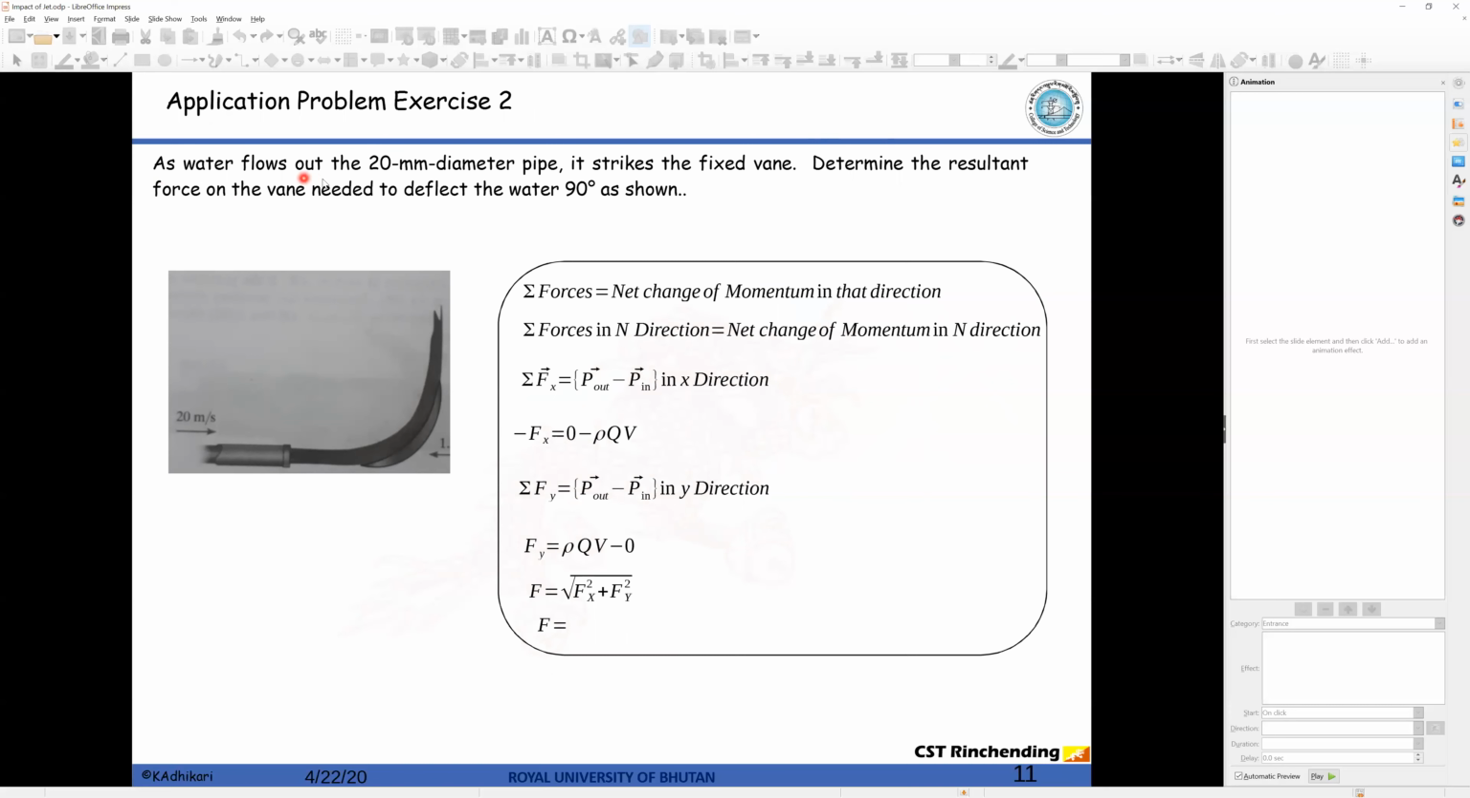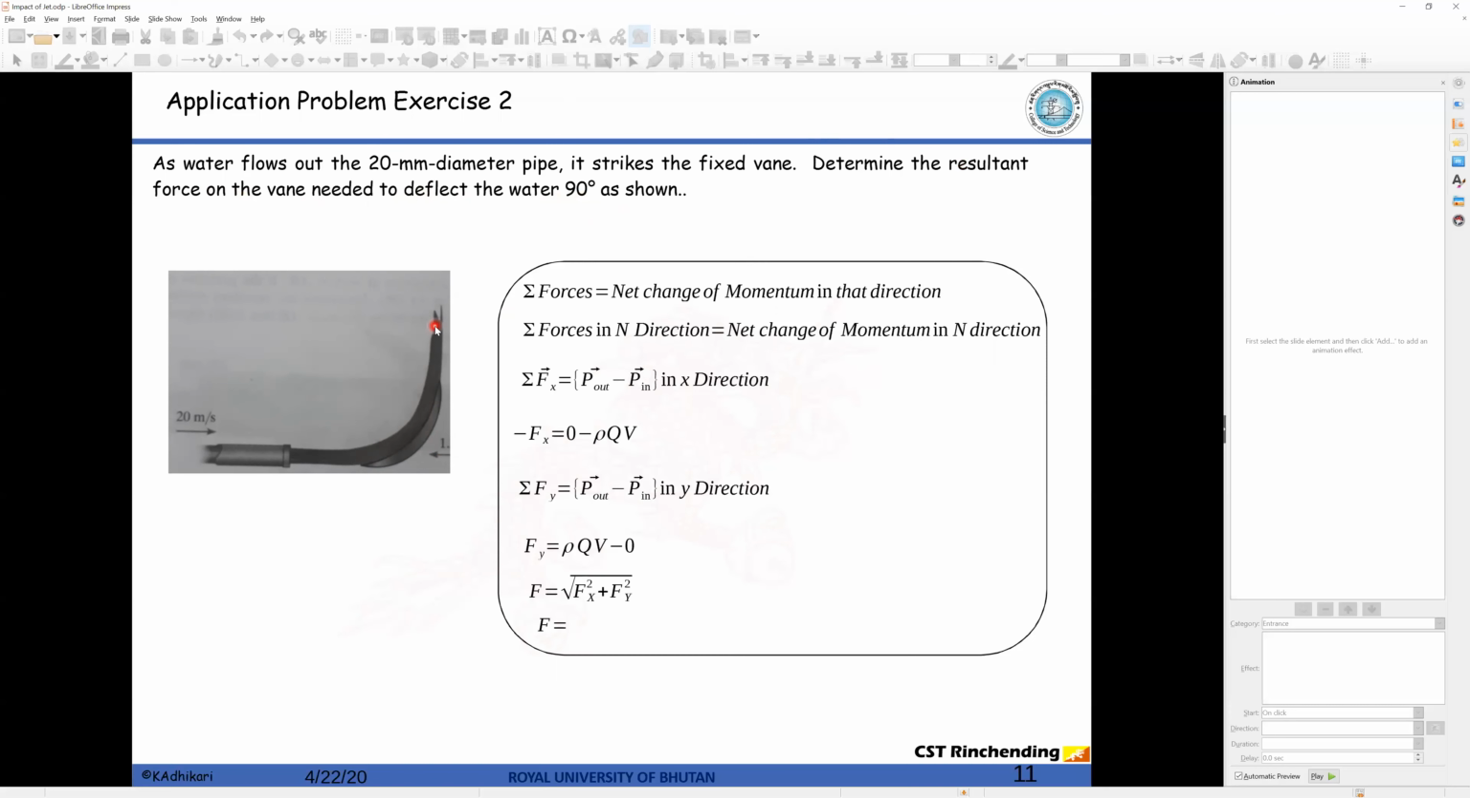As water flows out of the 20 mm diameter pipe, it strikes the fixed vane. So this is a fixed vane. It's a circular vane, a semicircular one, I think. It's just a curved vane. Determine the resultant force on the vane needed to deflect the water 90 degrees as shown. So what force is required to hold this so that the water gets deflected?